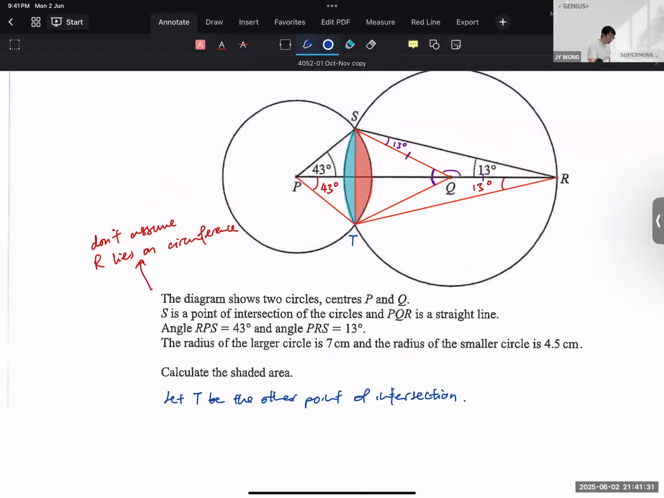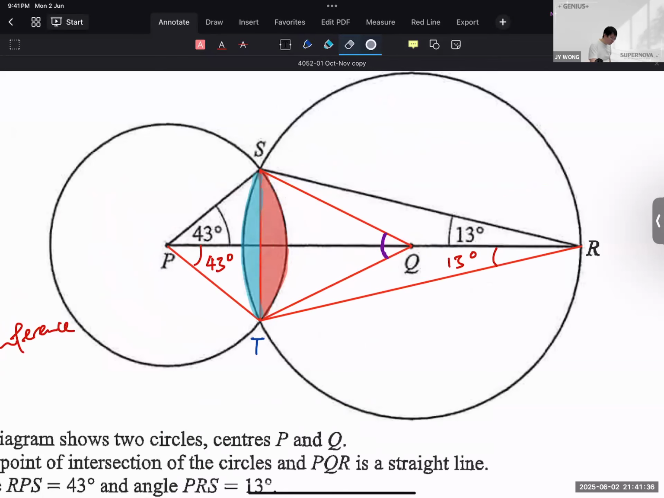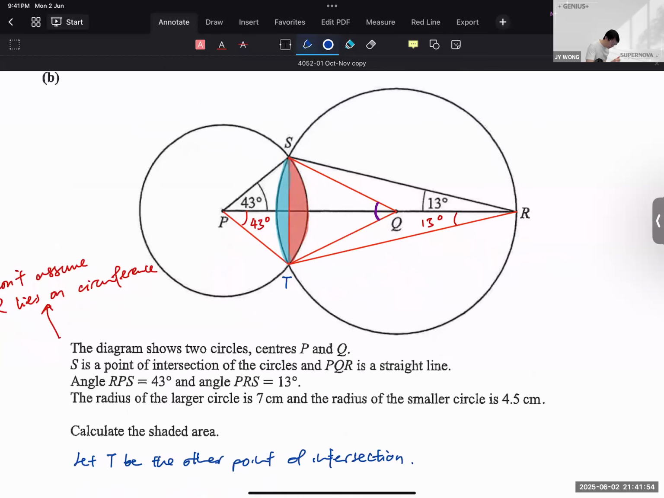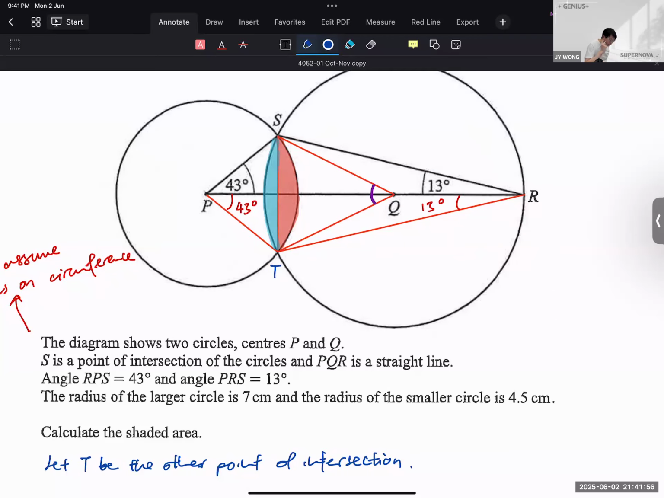No, wait, I cannot assume that because that would assume that it's on the radius. Never mind, I'm dumb. It's not on the circumference, so it's not an isosceles triangle. Stupid diagram. That will give me the red colored part, correct.